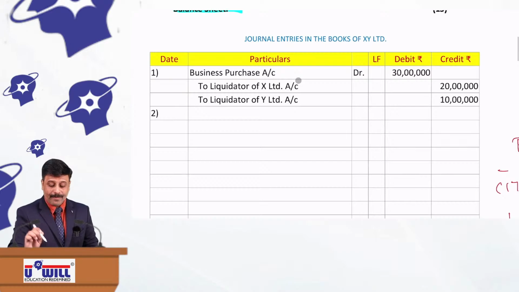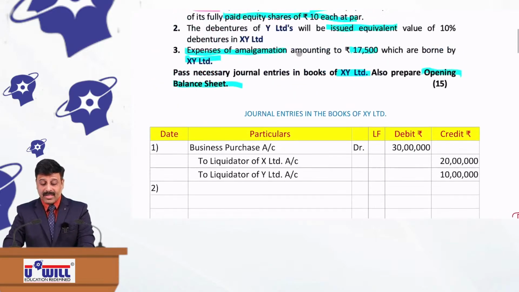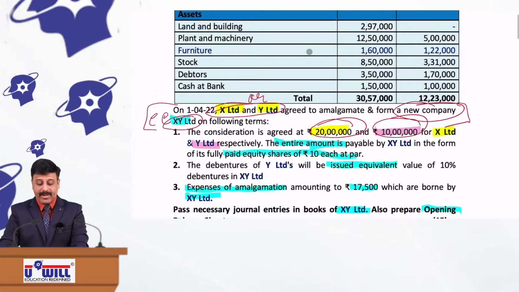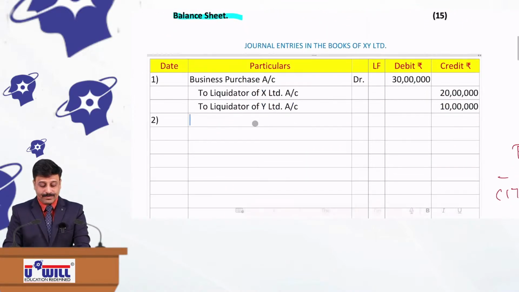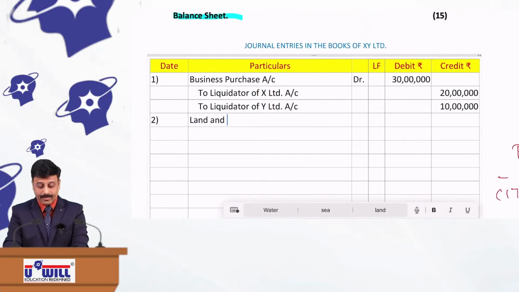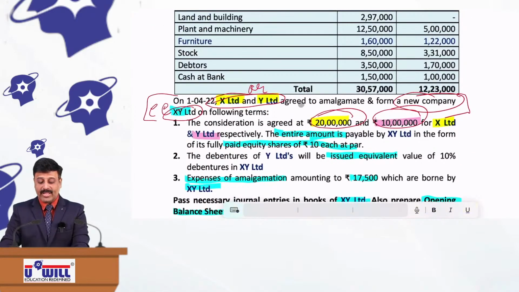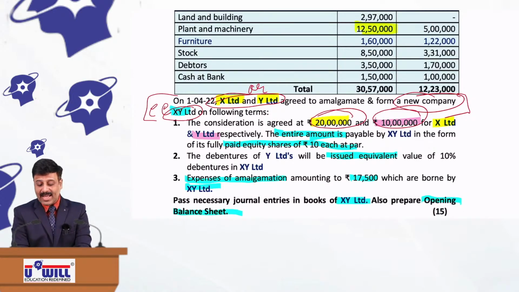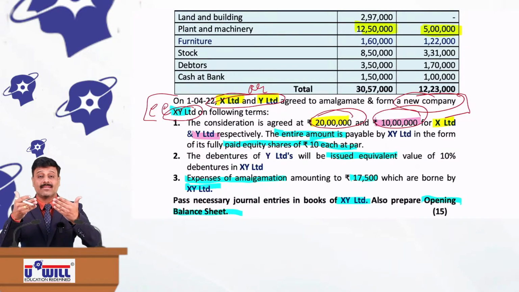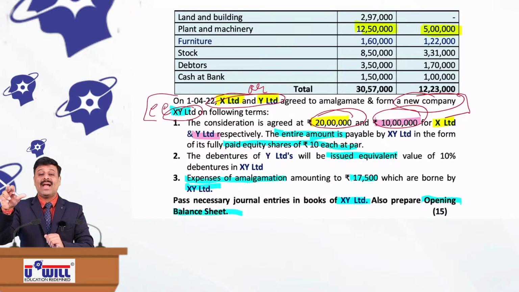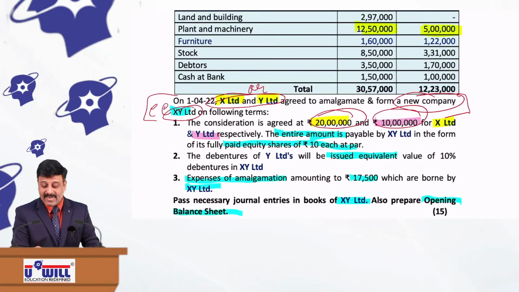Second entry. Okay. Assets account debit. In assets you all can see we have land and building account debit with 2,97,000. Then next asset is plant and machinery account debit with 12,50,000 plus 5 lakhs. In the new company, both companies' assets will come. So total amount has to be recorded. That is why it is called merger. You are merging the two balance sheets and making one. So in the new company, XY Limited, plant and machinery will be 12,50,000 plus 5 lakhs, 17,50,000.